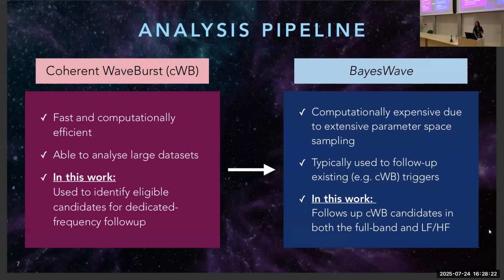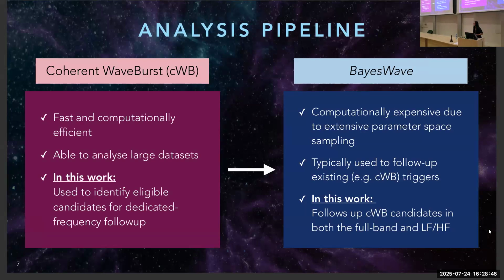So the reason we arrange these pipelines this way is we're using coherent WaveBurst to do this fast and computationally efficient analysis of the full data set, so of the background and all the supernovae injections. And then essentially what CWB does is it identifies events that are eligible for this follow-up framework that we're proposing. And this follow-up framework is then conducted using BaseWave.